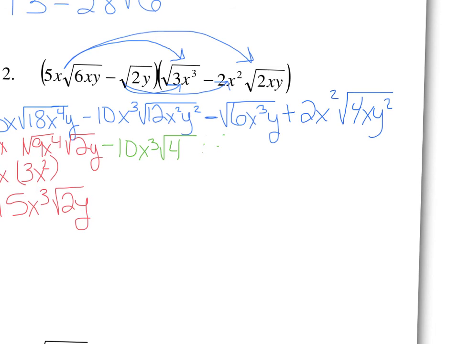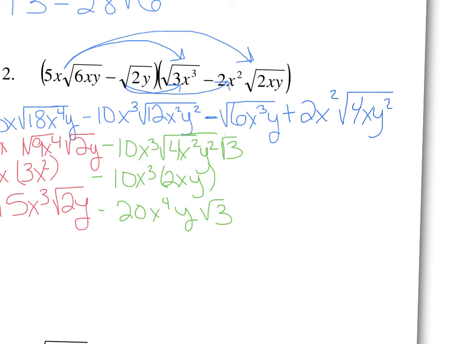Let me erase this. They're going to both go here with a 4. So we're going to have 10x cubed times the square root of 4 is 2, the square root of x squared, the square root of y squared. And that makes 20x to the 4th y and the square root of 3, hanging on.